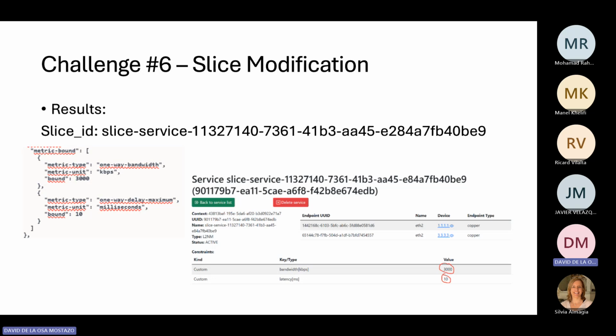So here are the results. We have this slice ID from the intent. Now when we create this service, the service in Teraflow is going to have the same name here. The name is going to have the slice service and the name. So now if we put this slice ID with a new intent, for example changing the metric bounds here, it's going to change it in Teraflow to the new values.